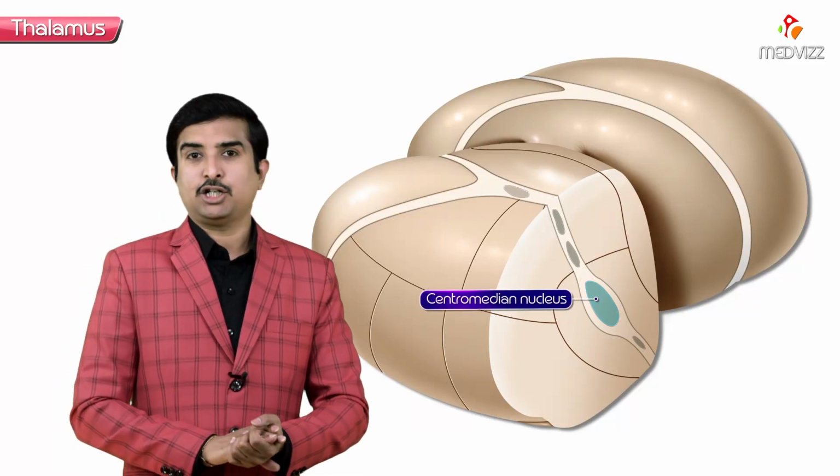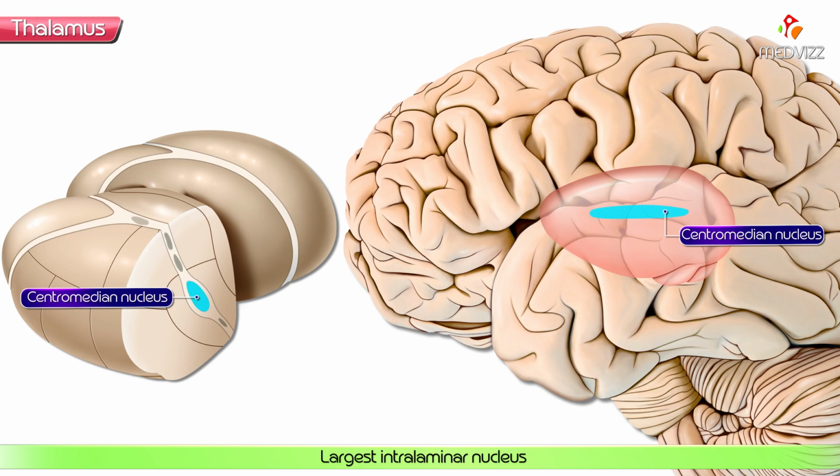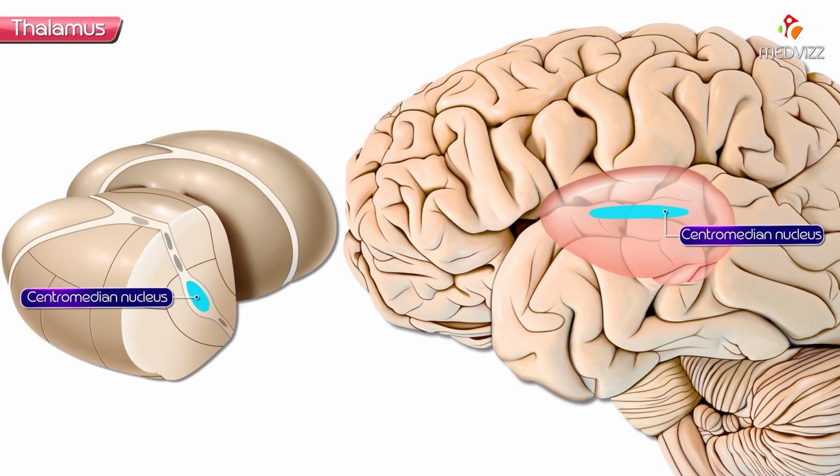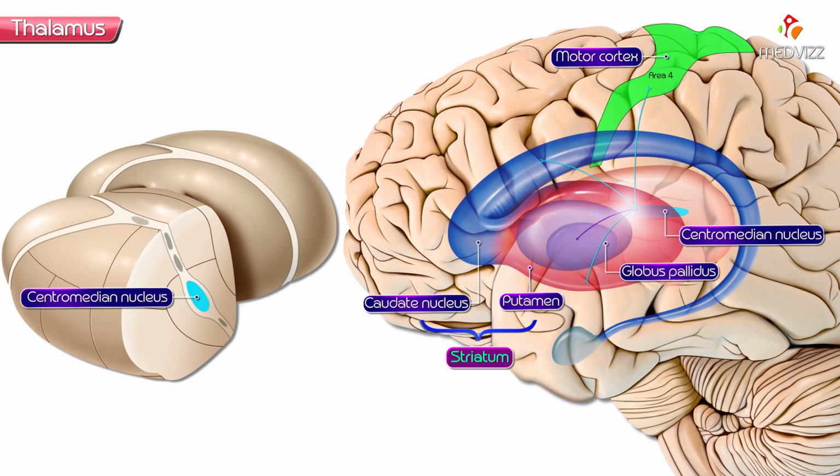Next one is the centromedian nucleus. The centromedian nucleus is the largest intralaminar nucleus, and it is reciprocally connected to the motor cortex, that is Brodmann area 4. This centromedian nucleus receives input mainly from the globus pallidus, and it projects fibers to the striatum, which means caudate nucleus and putamen, and projects diffusely to the entire neocortex.